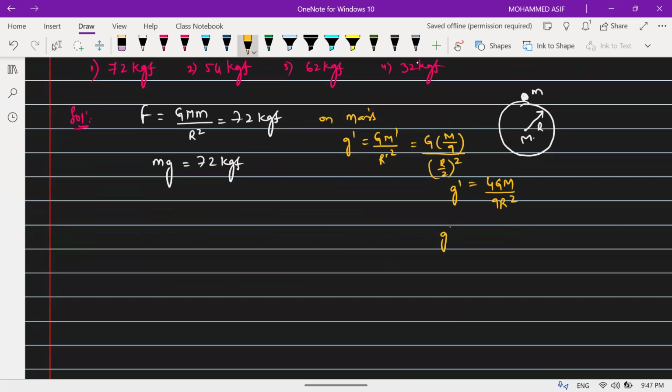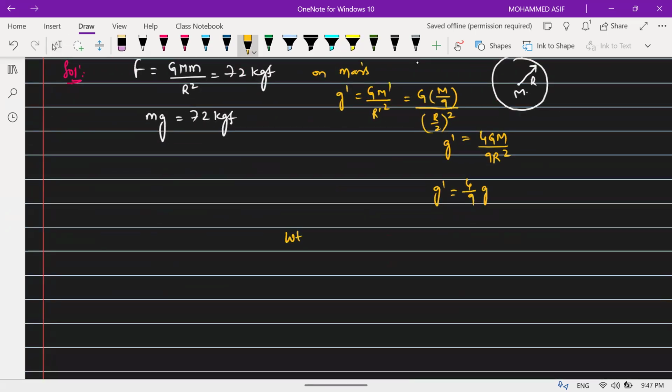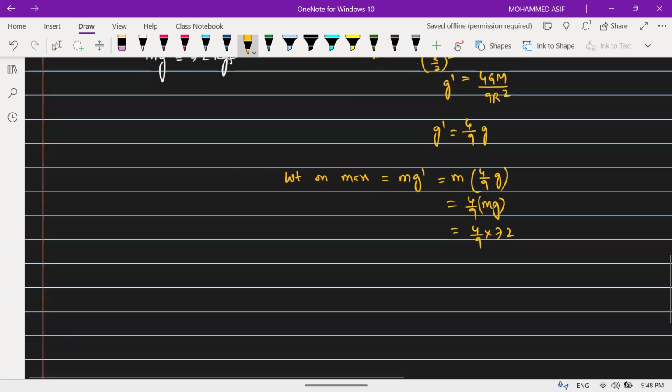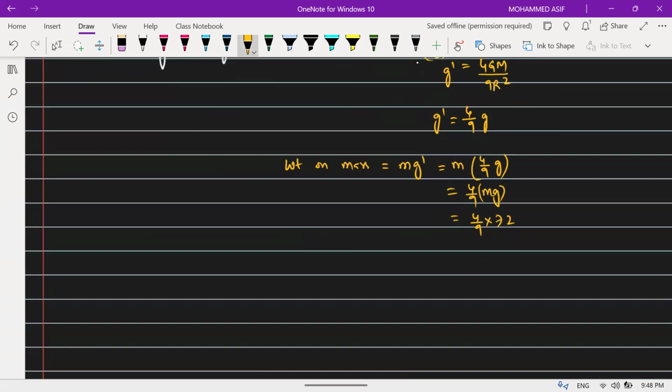That means I can write here g dash will be equal to 4 by 9 times GM by r square, which is nothing but your small g. What is the weight of the body on Mars? Weight on Mars will be equal to m into g dash, isn't it? That is m into g dash, which is 4 by 9 times g. So it is 4 by 9 times mg. Weight of the body mg I already got. So it is 4 by 9 into 72. Isn't it? 4 8s are 32. And this will be equal to 32 kg force. This will be the answer. Am I clear?